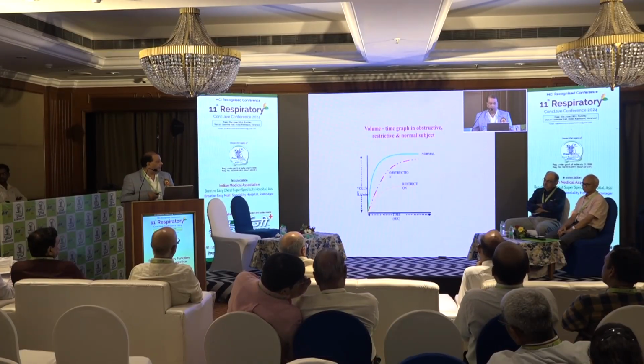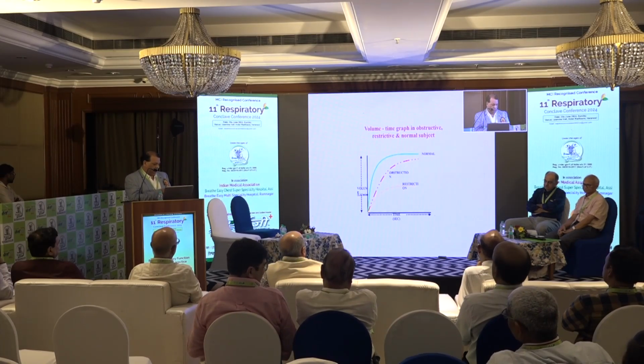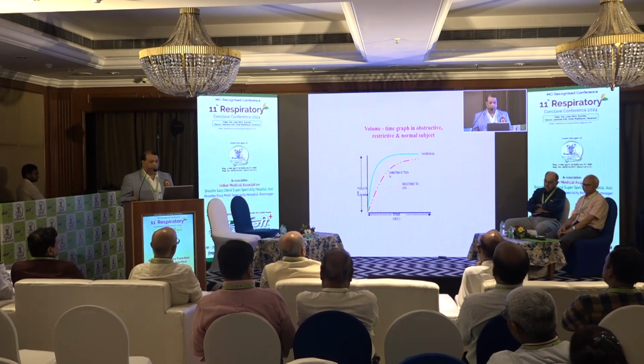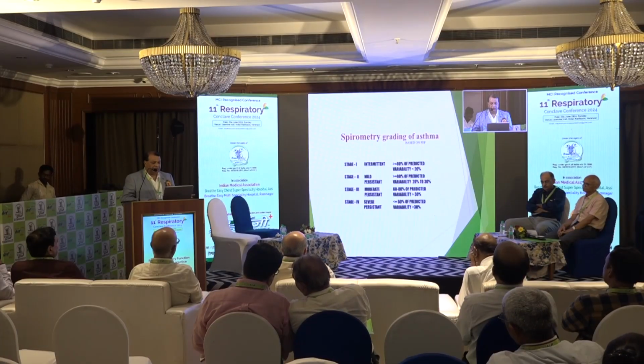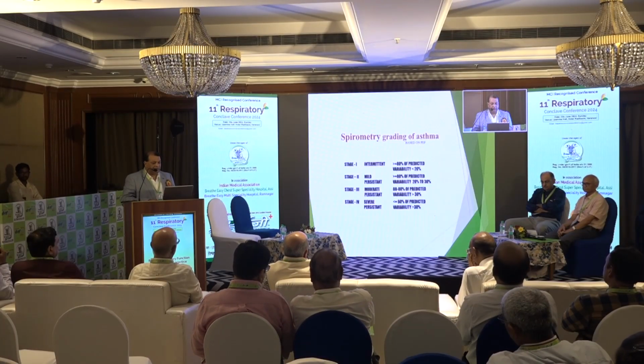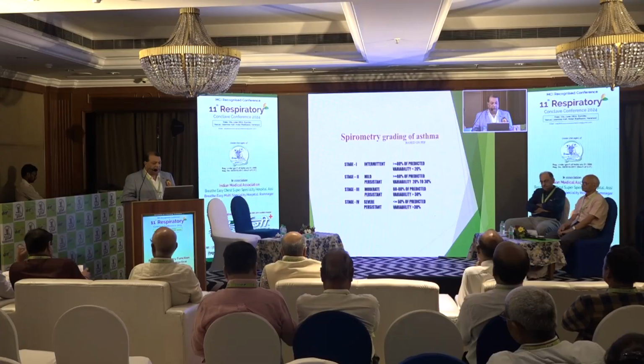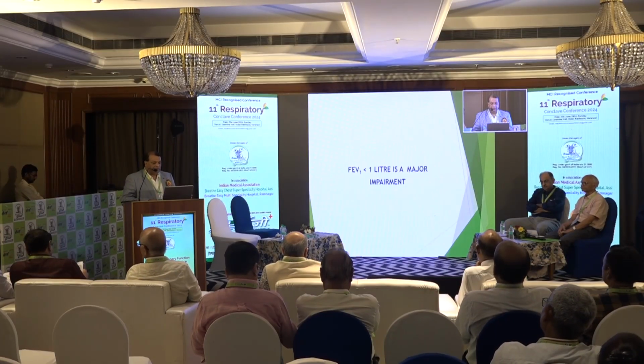These are some flow curves for spirometry. For the spirometry grading of asthma, stage 1, stage 2, stage 3, stage 4, we rate it based upon the predicted value of FEV1. In mild persistent asthma the predicted value is 60 to 80% and variability is 20 to 30%, while in stage 3 it is 60 to 80% of predicted value and variability is over 30%, and in severe persistent asthma it is less than 60% of predicted value.